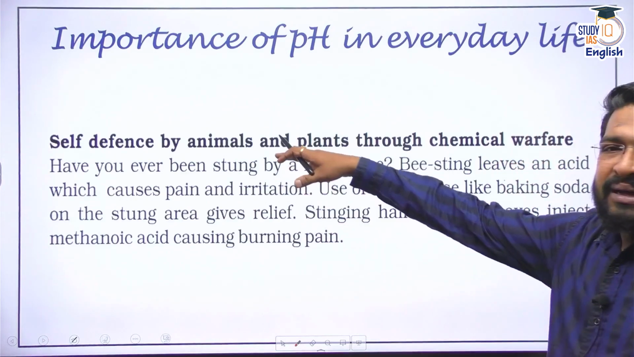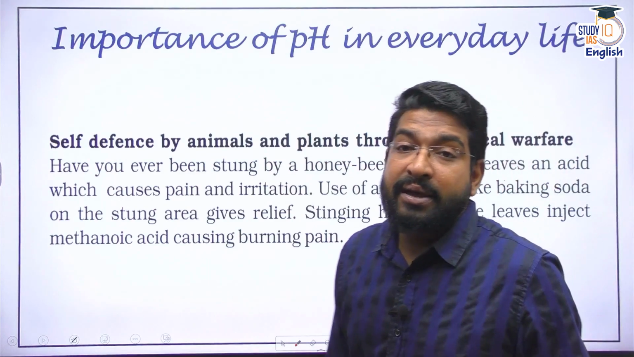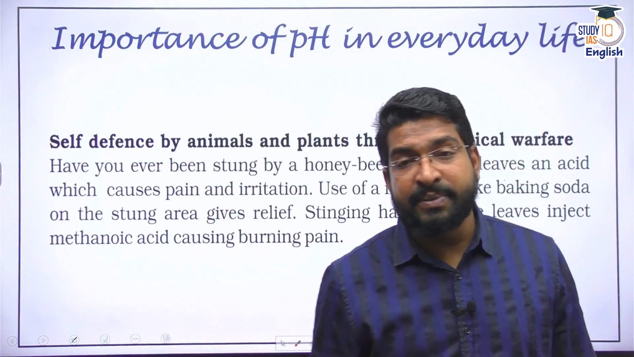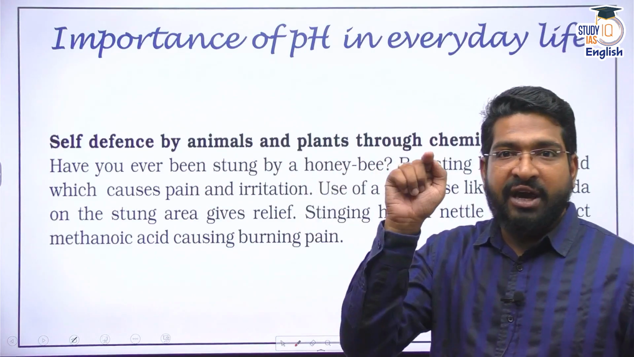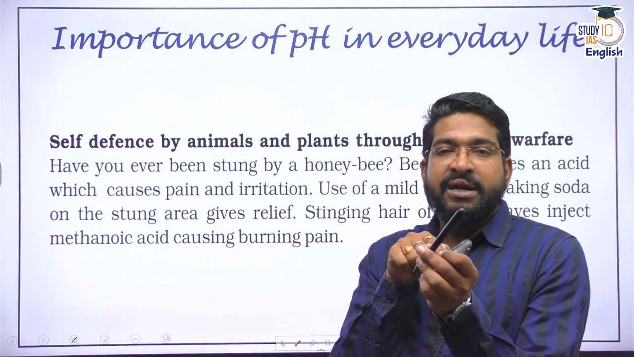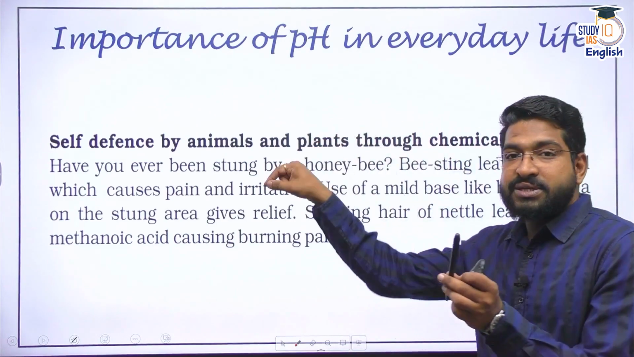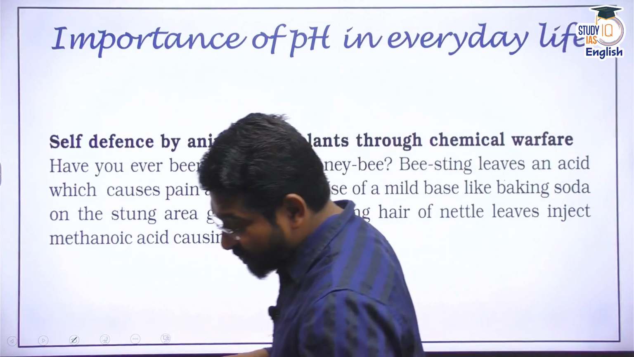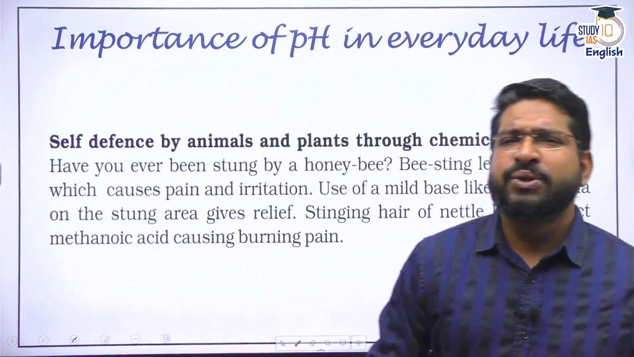Apart from that, many plants and many animals have self-defense mechanisms through acids and bases based on the pH itself. Mainly acids. I gave you an example of nettle, a herbaceous plant which releases methanoic acid. Similarly, we have honeybees. If a honeybee stings you, it releases different chemicals which have different acids. There is phosphatase acid if a bee stings you. So there are self-defense mechanisms as well. All right, so pH is very important for all of us in our day-to-day life. So do observe these things in your preparation.